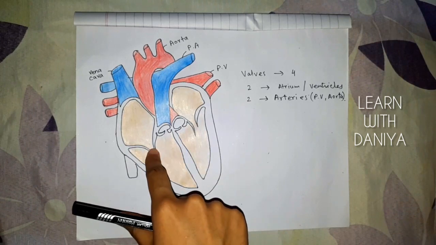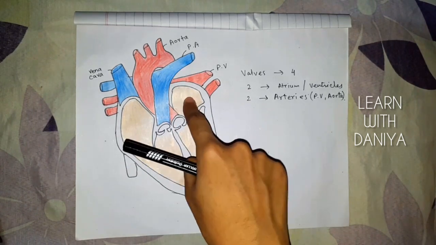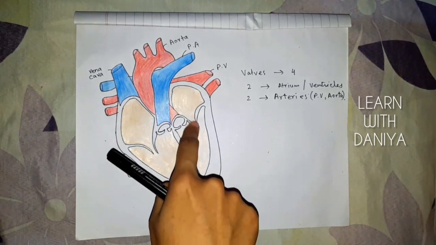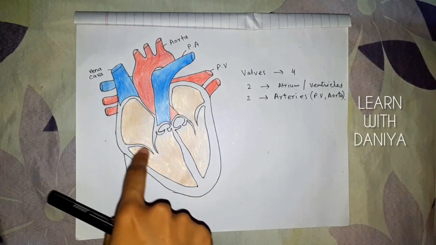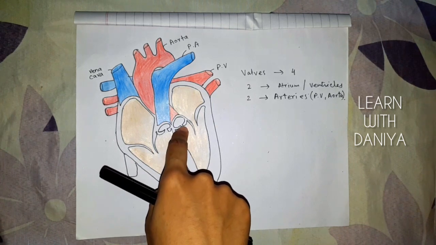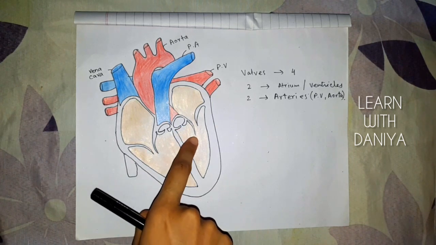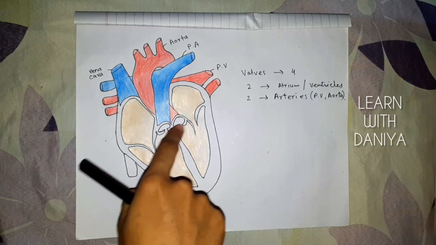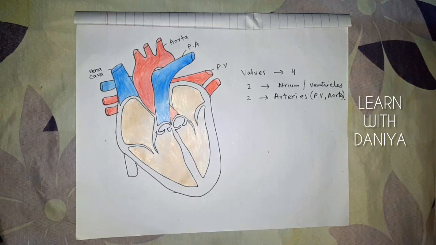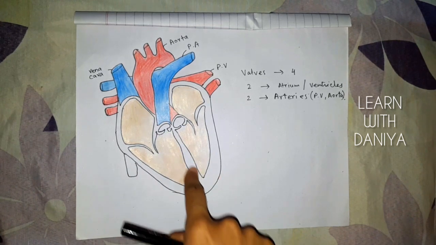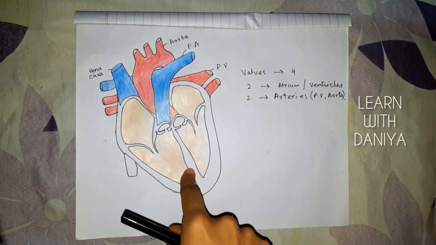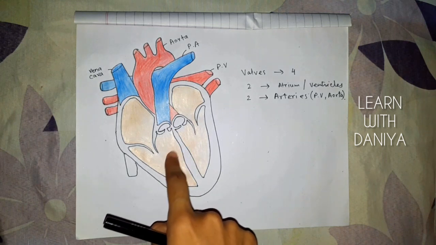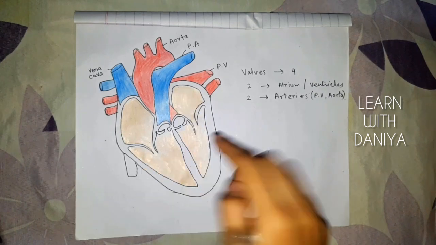These two are the valves which are in between the atrium and the ventricle. These are the atria and this is the ventricle. This is the valve between the atrium and the ventricle, and these are the valves which are between the ventricles and the arteries arising from the ventricles. This center partition is called the interventricular septum, which divides the right and left sides of the heart.